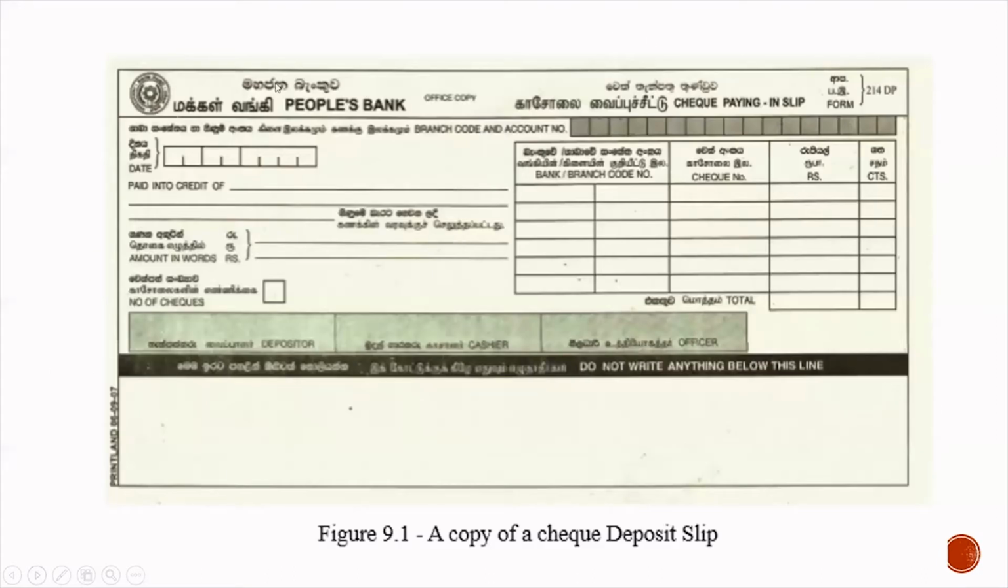So this is a check deposit slip. We have the date, paid in credit, right? The bank branch codes, check numbers, everything is written here.